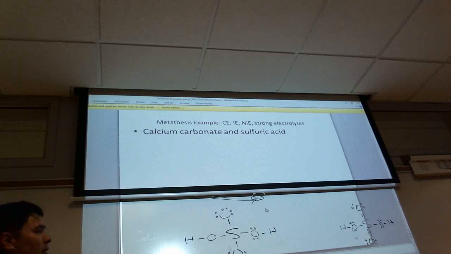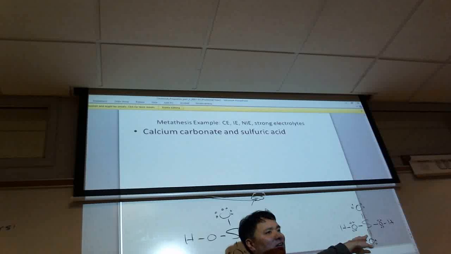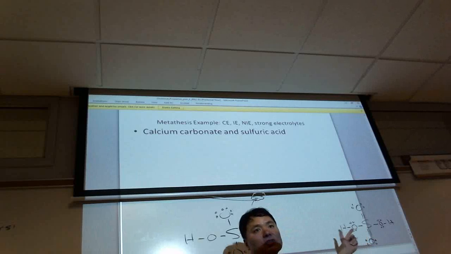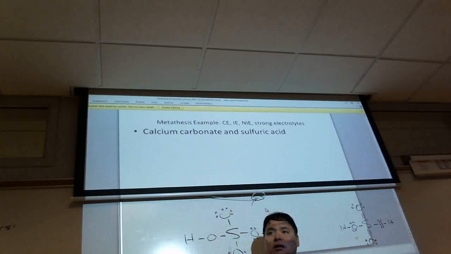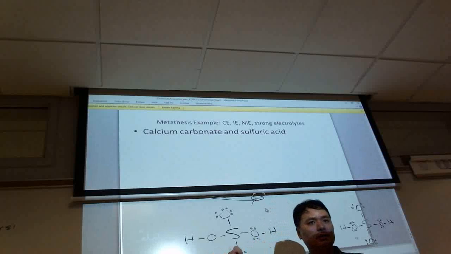So why would they do this? Because this has an octet. This has what we call an expanded octet. And so should we expand the octet or should we leave it as an octet? And why would we expand the octet in the first place? Why not just leave it like this? Everything looks good here, doesn't it?